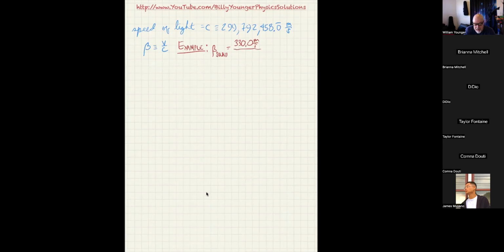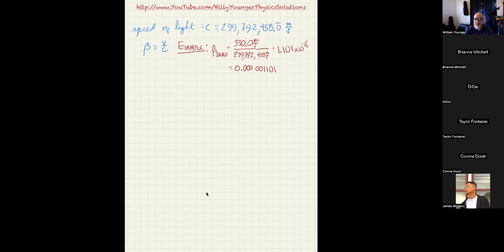Now what we're going to do is take that and divide it by 299,792,458 meters per second. When you do that, you'll get this beta, which is also considered a fraction of the speed of light. So 330 divided by 299,792,458 gives me, well, I'd like to write it with all the decimals, but it's really so small, I'm going to say 1.101 times 10 to the negative 6, which also is 0.000001101. So you can see it's a very, very, very small number.